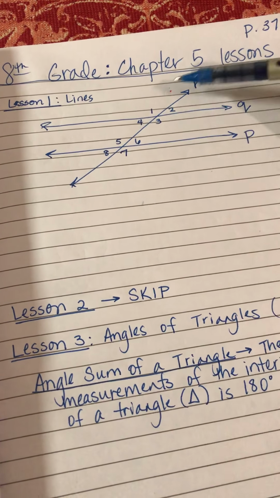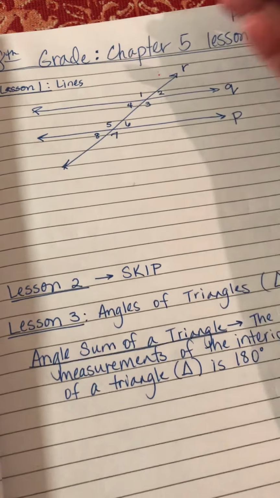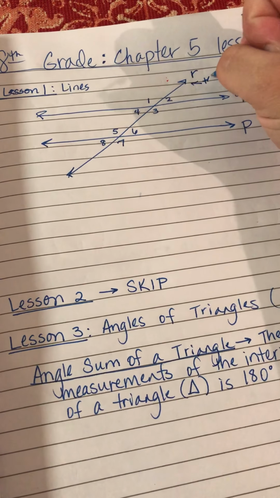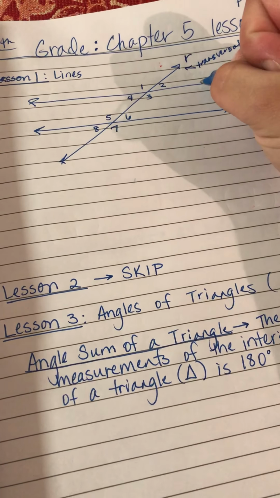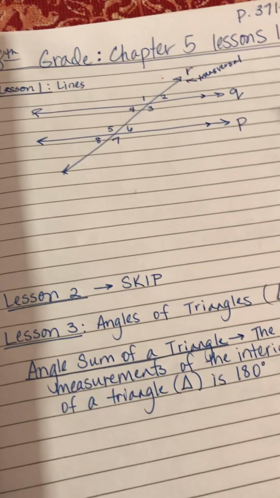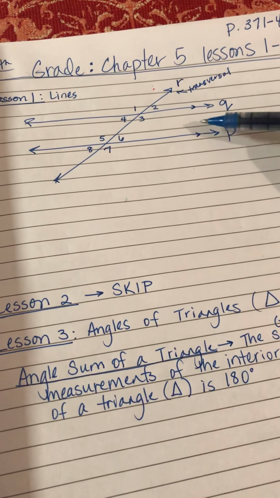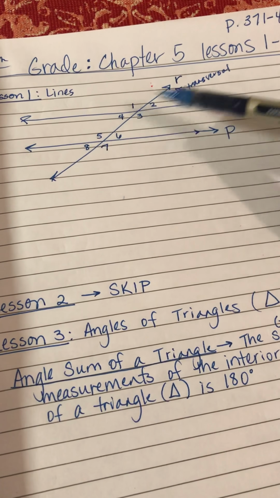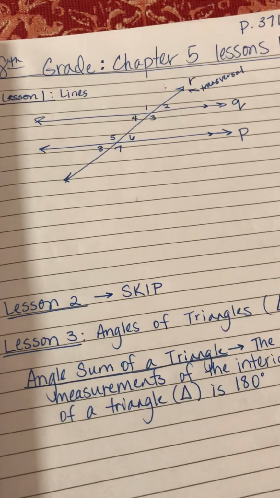Okay, so in the lines section, we talk about when you have two parallel lines cut by a transversal. This line right here is called a transversal. And these two are going to be parallel lines. So they never will touch. They're going to keep going forever and they're never going to touch. That's what these little symbols mean. So two parallel lines and then one line that goes through them both. This is called a transversal.